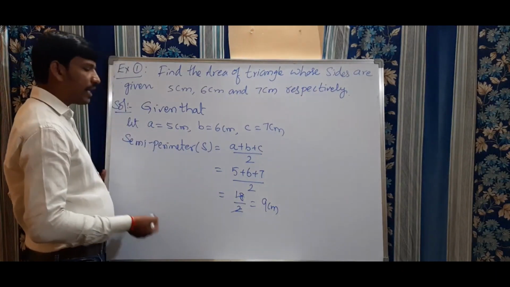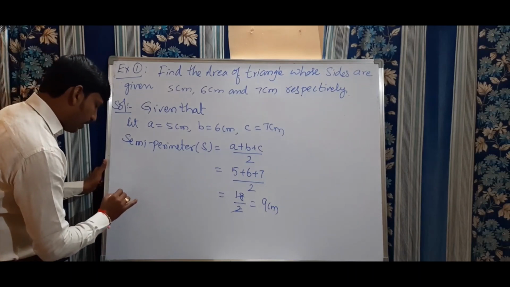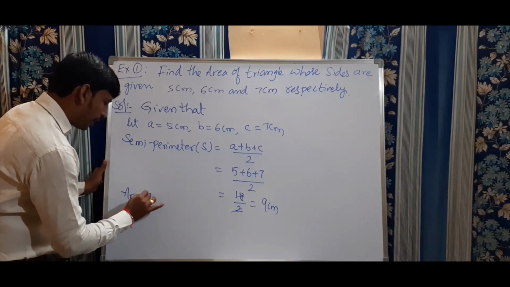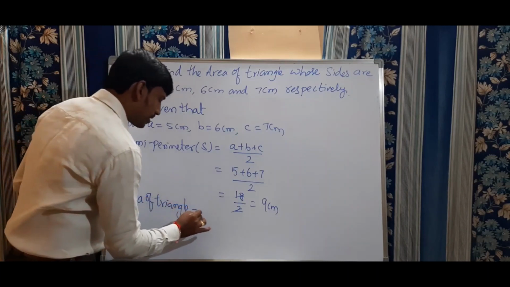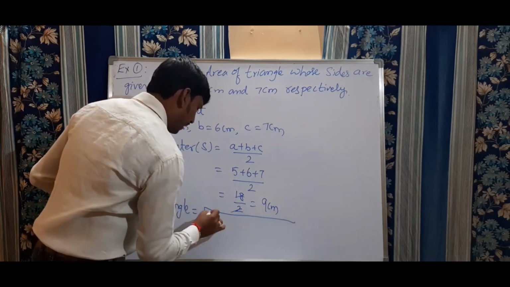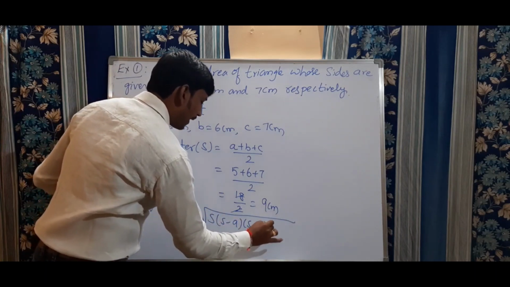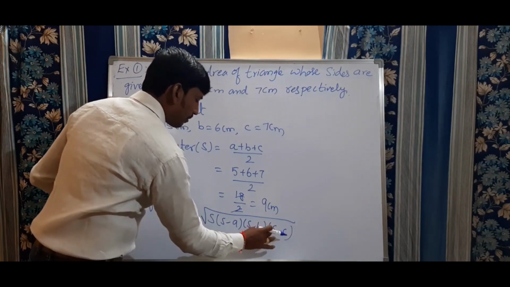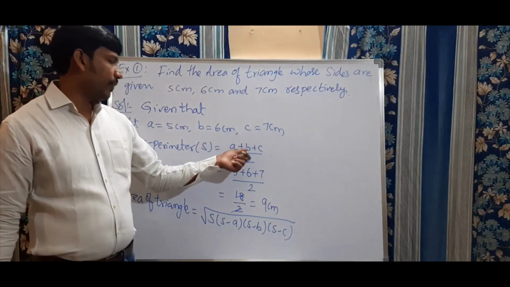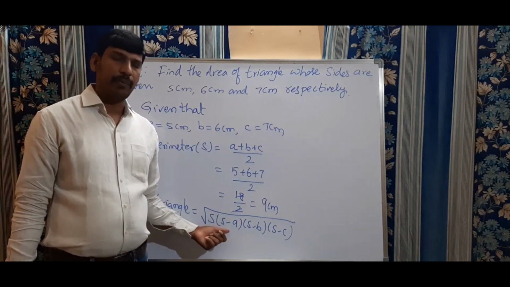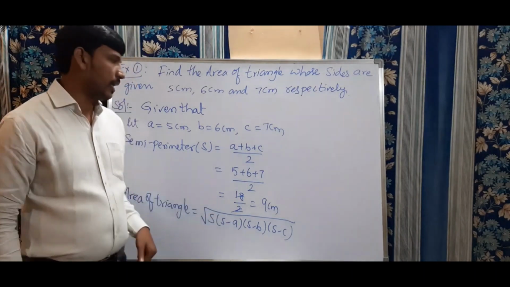Now to find the area. Area of the triangle is equal to, by using Heron's formula, the square root of s into s minus a into s minus b into s minus c. Clear? From each and every value, a value, b value, c value, you have to subtract from s and multiply those three, along with s, and find the square root. You will get the solution.